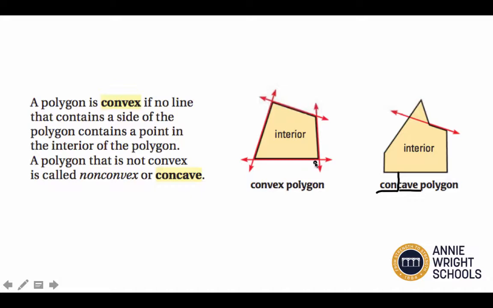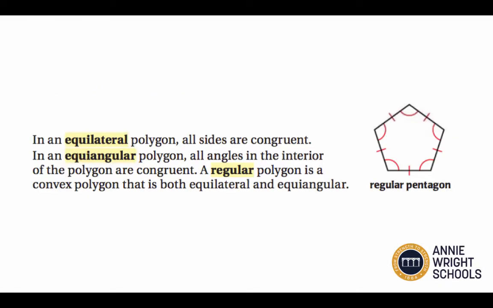The other thing that's important that I glossed over is that the definition of polygon uses line segments. So any curved segment, any kind of curved line doesn't count because line segments can't be curved. Other important definitions, equilateral, equiangular. I think they're pretty obvious. Lateral meaning side, equilateral, equal sides.